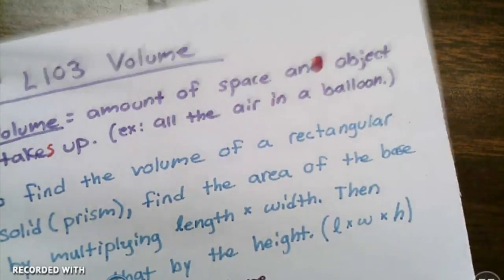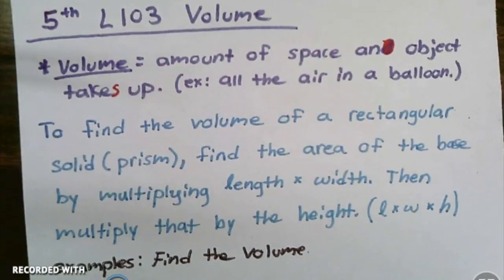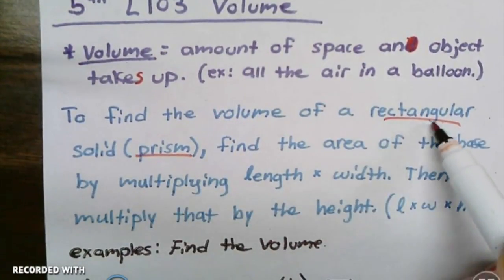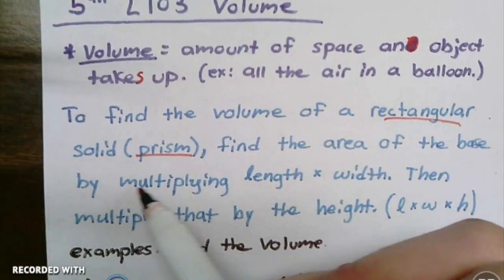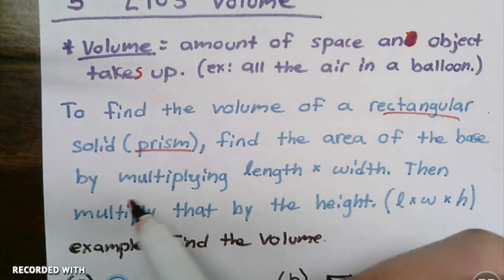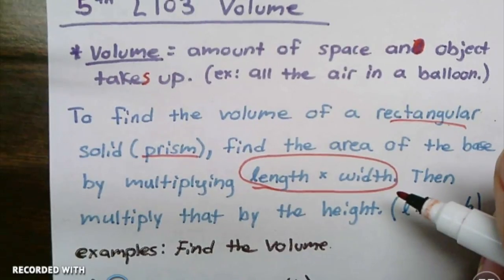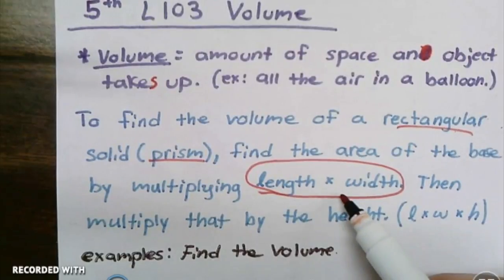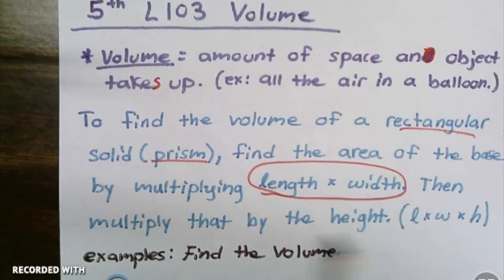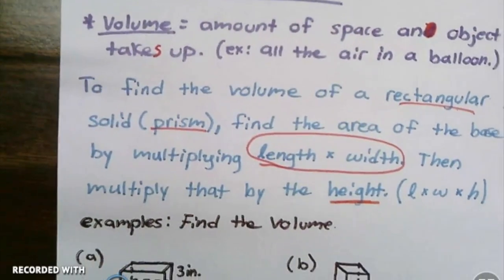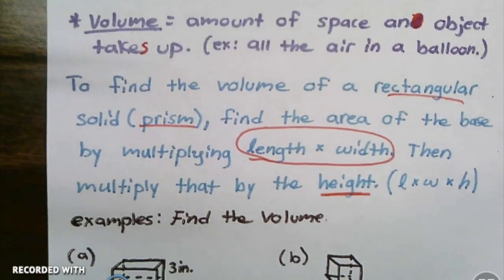All right, so in order to find the volume of a rectangular prism, also called a rectangular solid, so it's not just a rectangle, it's three-dimensional, you're going to find the area of the base first by multiplying the length times width. That's because the base of a rectangular prism is a rectangle. So by doing the length times the width, we have the area of the base, and then we multiply that by the height of the figure. So basically, you're multiplying the length, the width, and the height. You just multiply all three numbers.